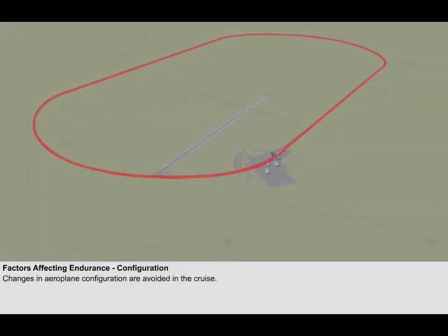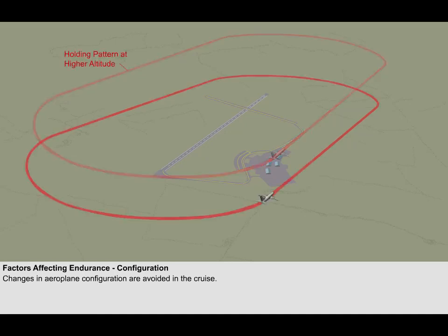The next factor which affects endurance is the aeroplane's configuration. While it seems an obvious point that the undercarriage and/or flaps should not be deployed in the cruise, there will be occasions when a pilot will find himself stacked with other aeroplanes in a holding pattern over the destination airfield. As the aeroplane at the lowest level exits the hold to land, the other aeroplanes will have to descend to a lower hold and eventually prepare for the landing by deploying undercarriage and flaps.